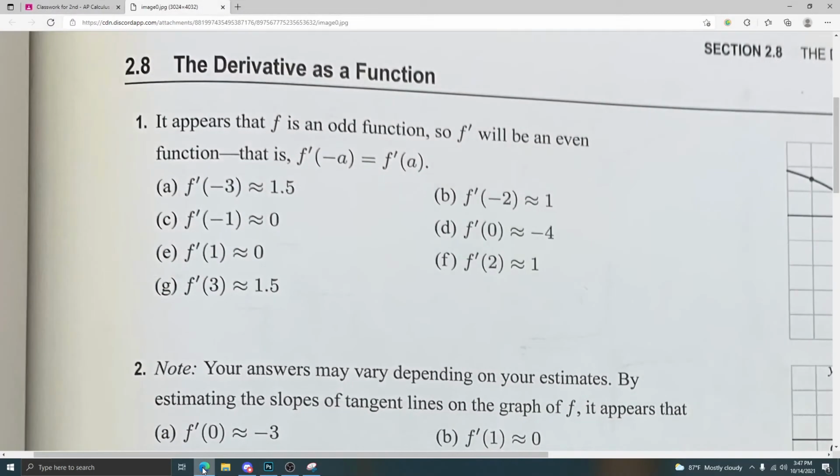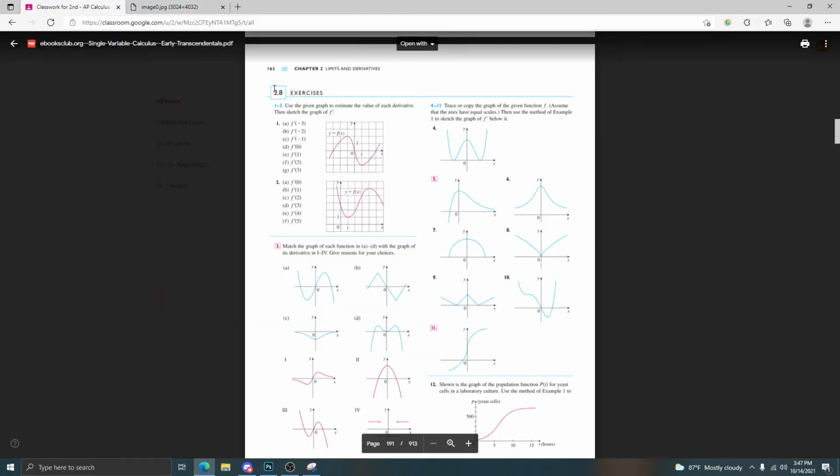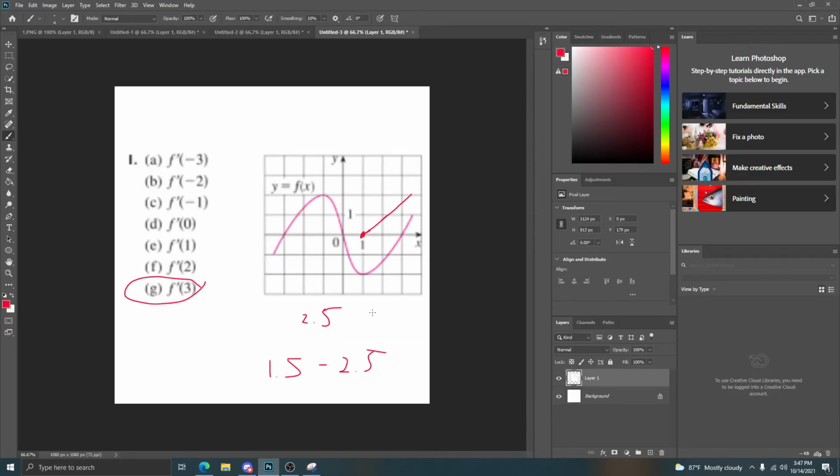Let's see what it says in the answer key. On the answer key, it's 1.5. I would say 1.5 to 2.5 is pretty safe. And I'm not 100% sure about these methods. This is just how I chose to solve these, and it says in the directions to use a given graph to estimate the value of each derivative. I'm sure we get quite a bit of leeway for that.